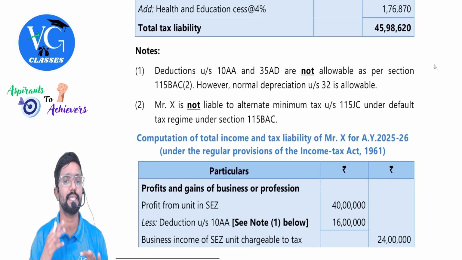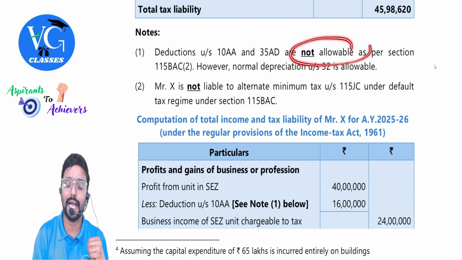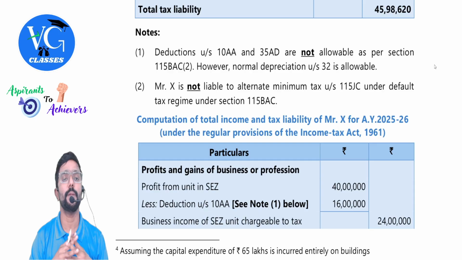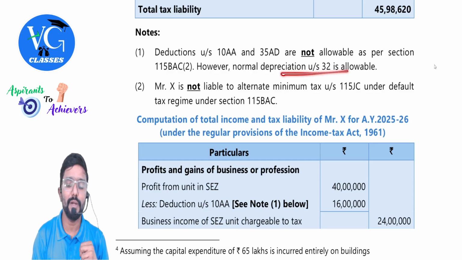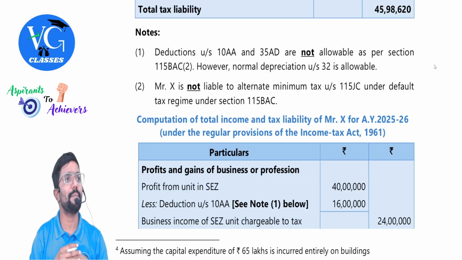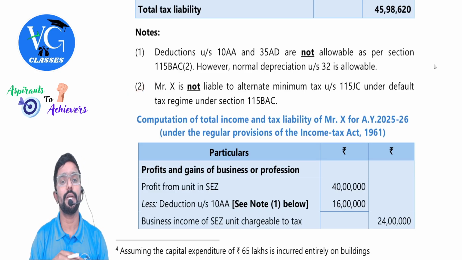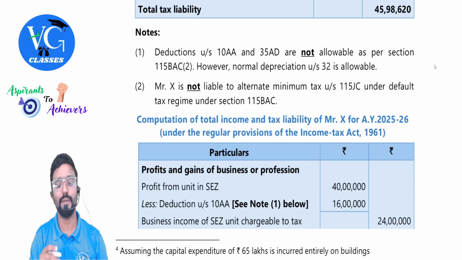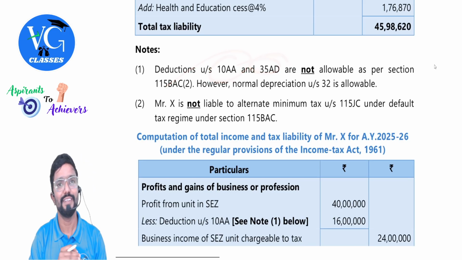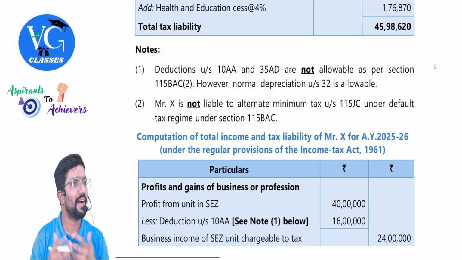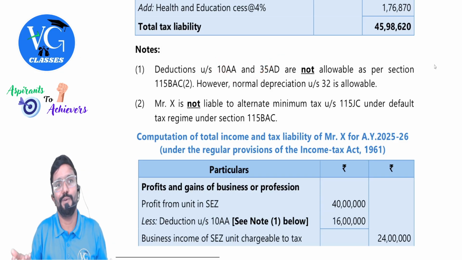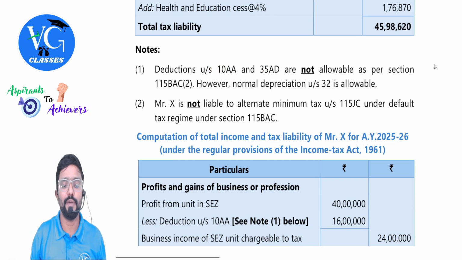Notes. Deductions under section 10AA and 35AD are not allowable as per section 115BAC. However, normal depreciation will be allowed. As 35AD capital expenditure deduction is not allowed, you can claim depreciation under section 32. Mr. X is not eligible for alternate minimum tax under section 115JC under default tax regime under section 115BAC. Guys, AMT is applicable if you claim these deductions. Under default regime, both of them are blocked. No AMT also.